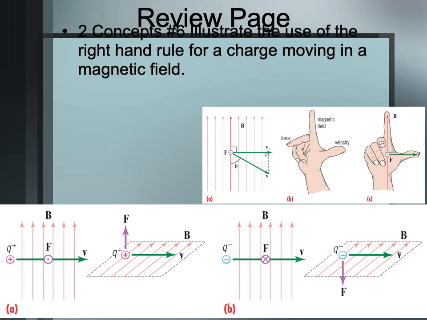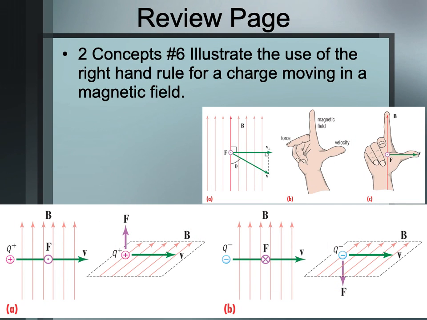Okay, so on the review page, I asked you to, this is concepts number 6, illustrate the use of the right-hand rule for a charge moving in a magnetic field. And I just duplicated the pictures, but we go back to those first pictures that we had. If you follow this right-hand rule, so put your thumb on the green arrow, this is on A, put your pointer finger towards B. And this works with both diagrams, and you'll get F pointing the direction that it shows there. That's how you know which way F goes.